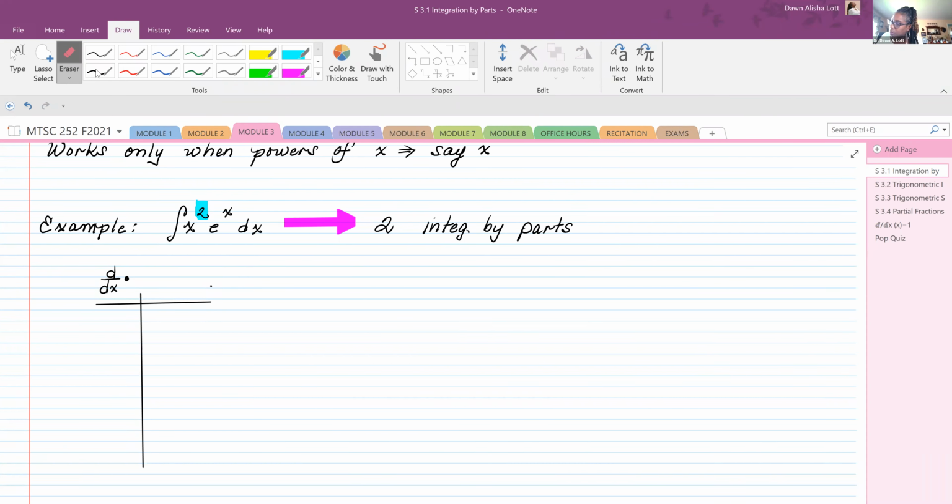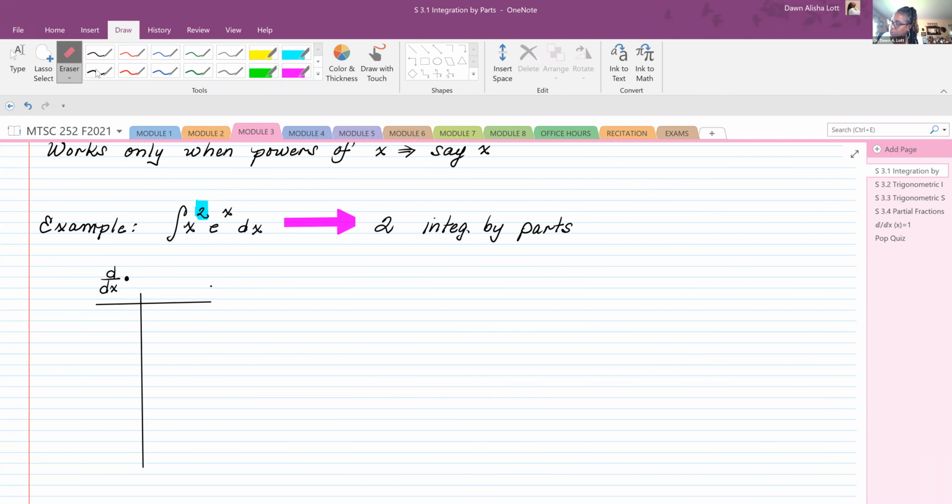Okay, so the derivative should be something that as you take the derivative goes to 0. So x squared goes here. The derivative of x squared is 2x. The derivative of 2x is 2. The derivative of 2 is 0. So notice I did my table. X squared, 2x, 2, 0. I took all derivatives.